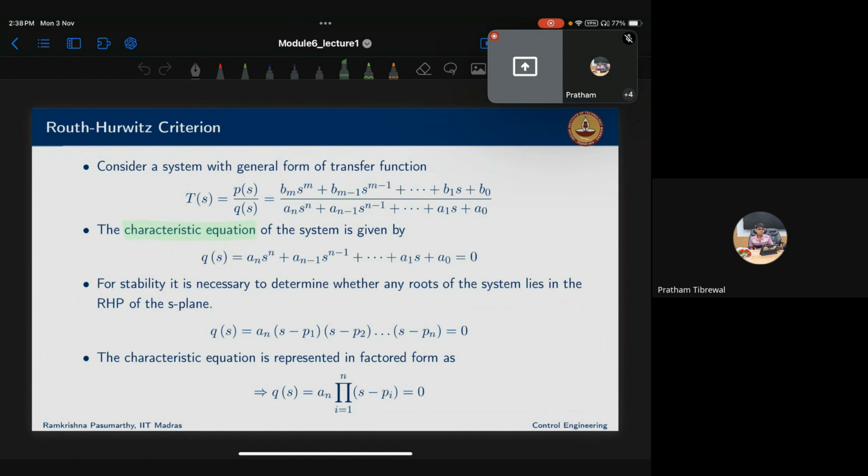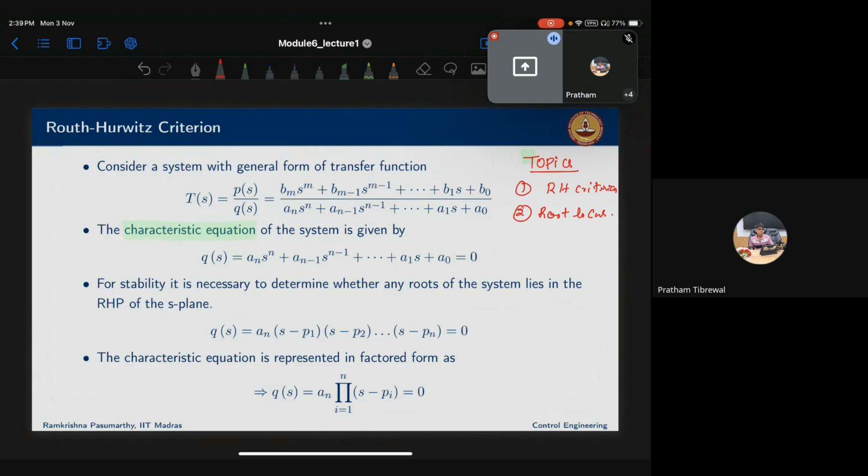So what we do is, in week 6, we have two topics. One is RH criteria, and the second is root locus. RH criterion and root locus.